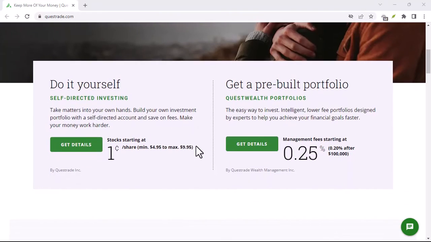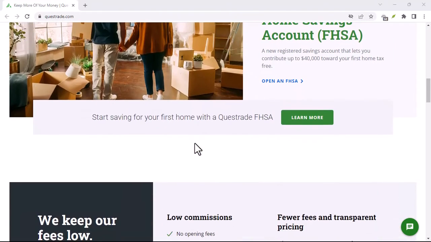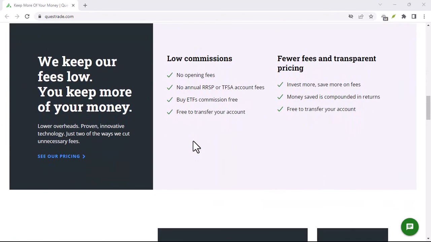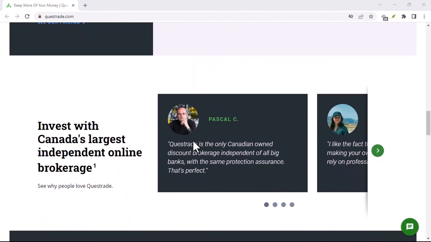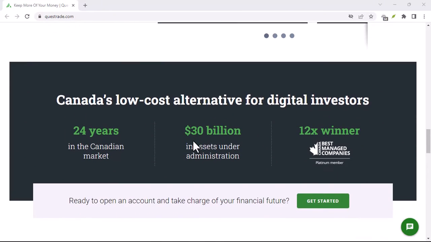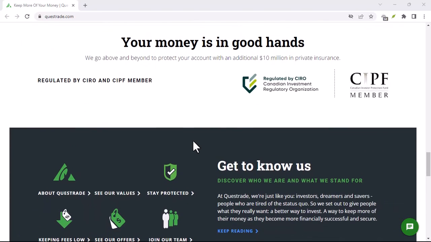Questrade offers a straightforward fee structure, with many popular investment options being commission-free. For trading stocks and ETFs listed on Canadian and US exchanges, there are no commissions. This is a significant advantage for many investors. However, it's important to understand where other fees may apply.